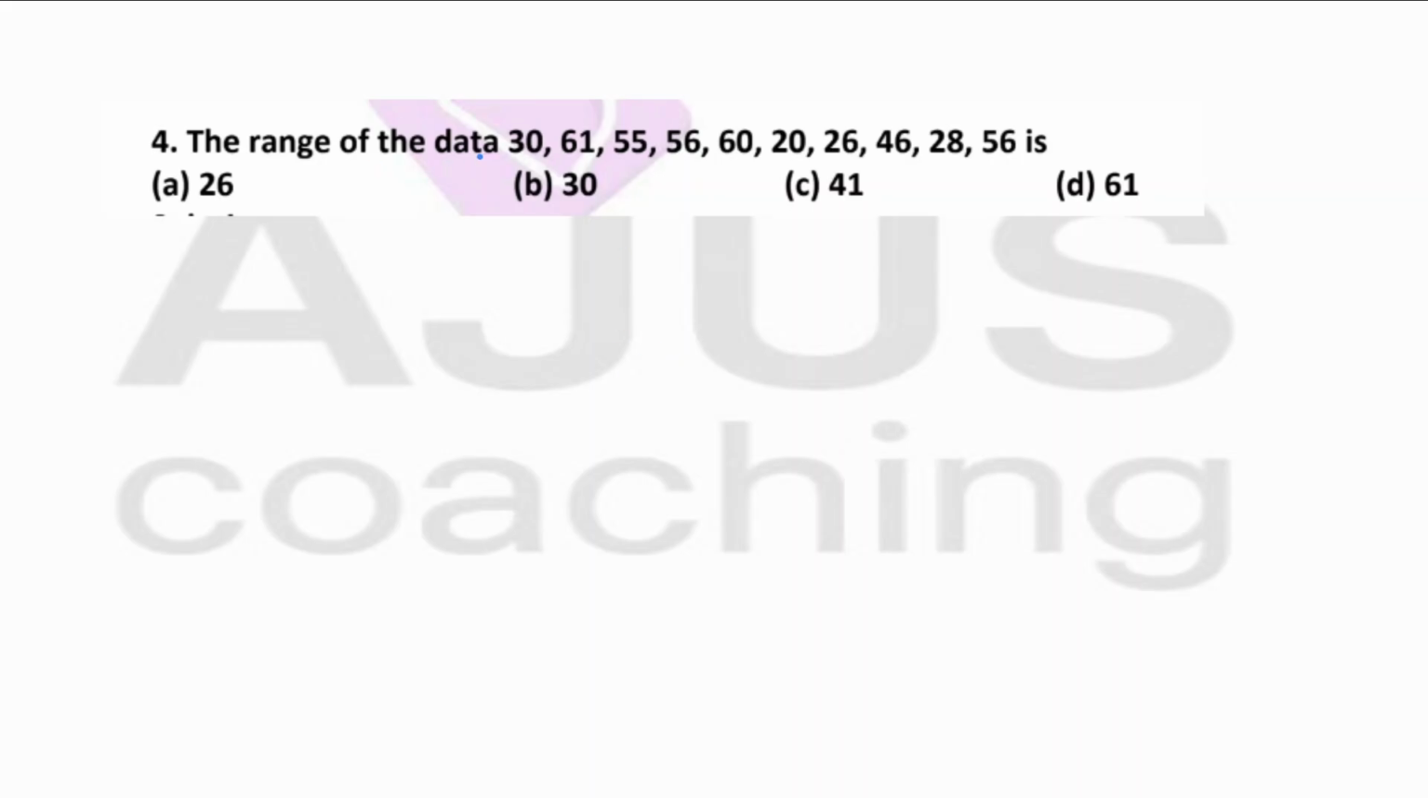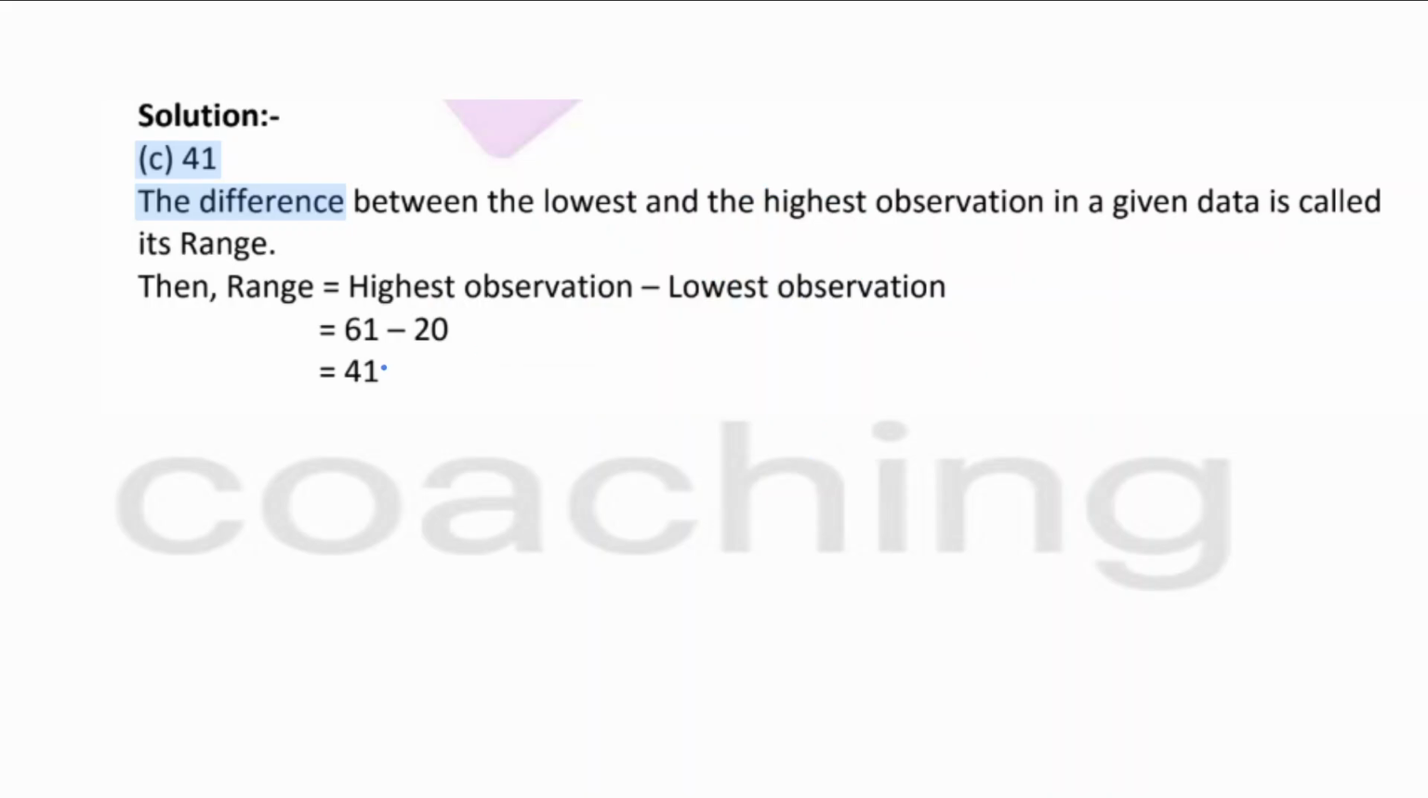The range of the data. Range is the highest number minus the lowest number. So which is the highest number? 61, yeah, 61 is the highest. And what is the lowest number? 20. So 20 is the lowest. So highest minus lowest is 41. So the correct answer is 41. C is the right option. Now you please correct your solution.